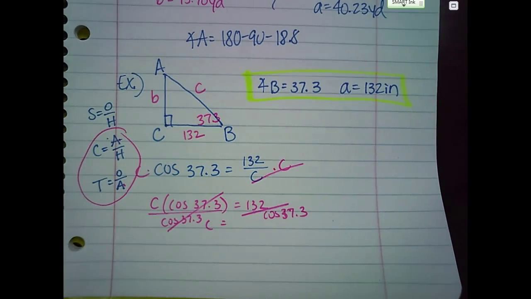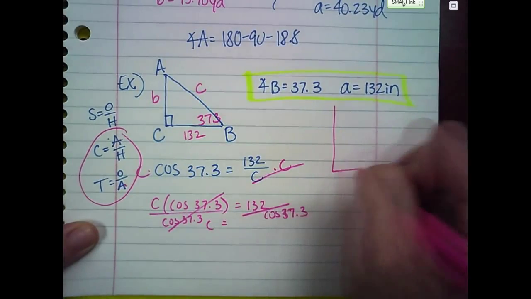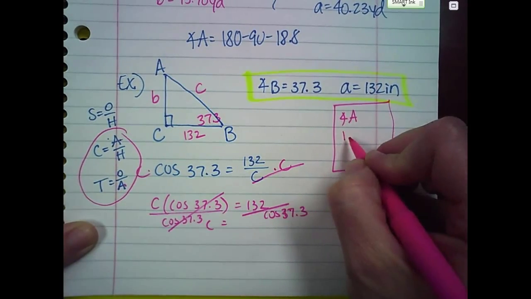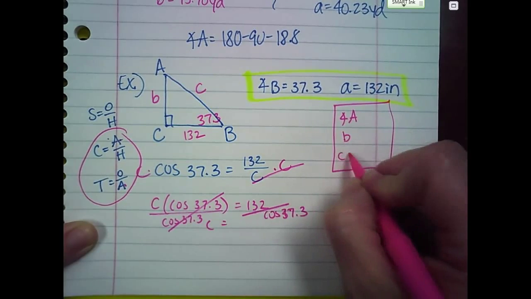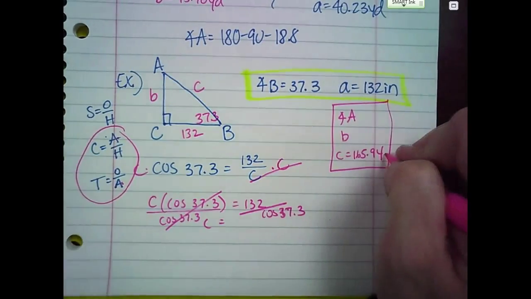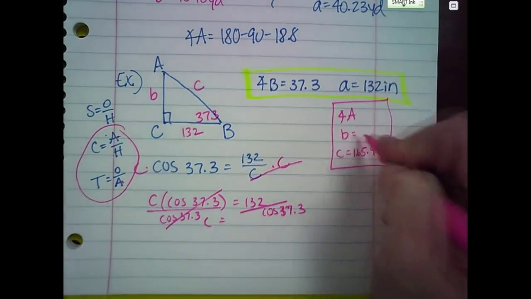So C gave us 165.94, right? Inches. Now then, B.